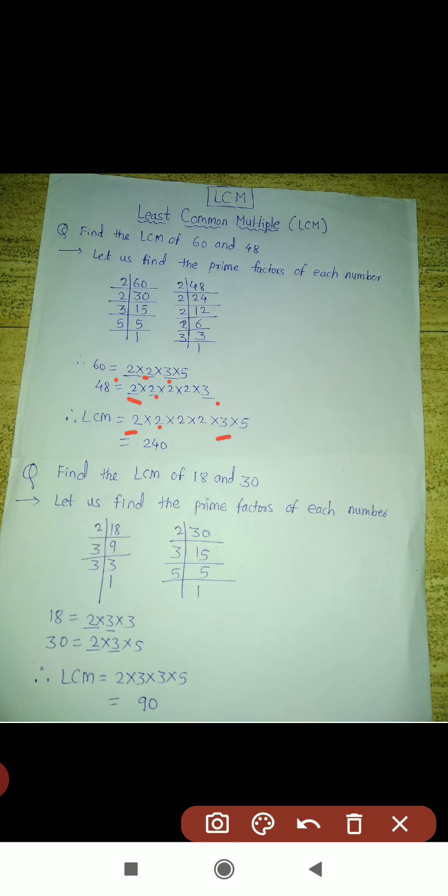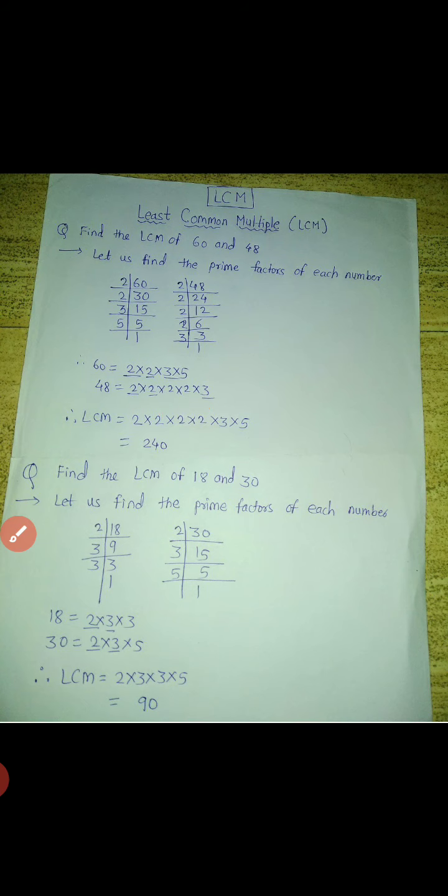After that, all the remaining factors you have to write. Here what remains? 2 into 2 and 5, 2 into 2 into 5. So multiply all of them and you will get the LCM. 2 into 2 into 2 into 2 into 3 into 5. The answer will come 240. 2 into 2 is 4, 4 2s are 8, 8 2s are 16, 16 3s are 48, 48 5s are 240. So that is the LCM.